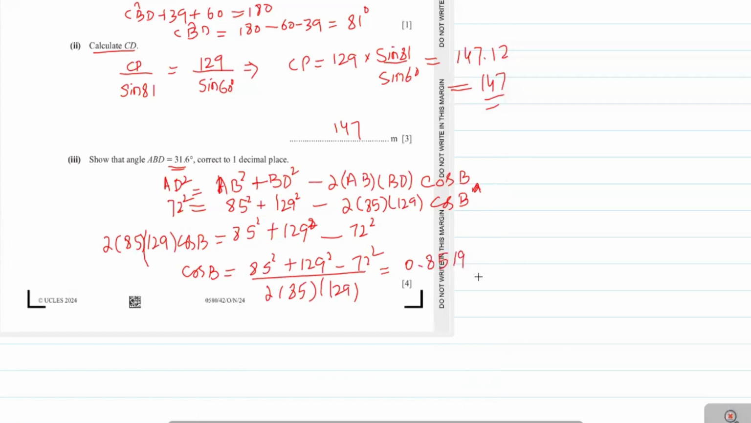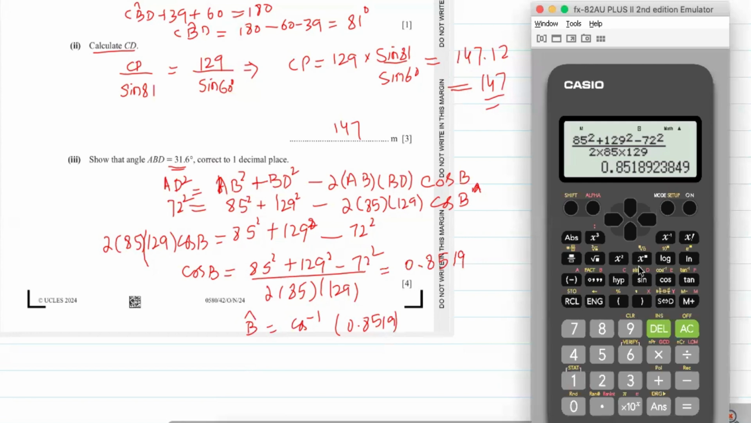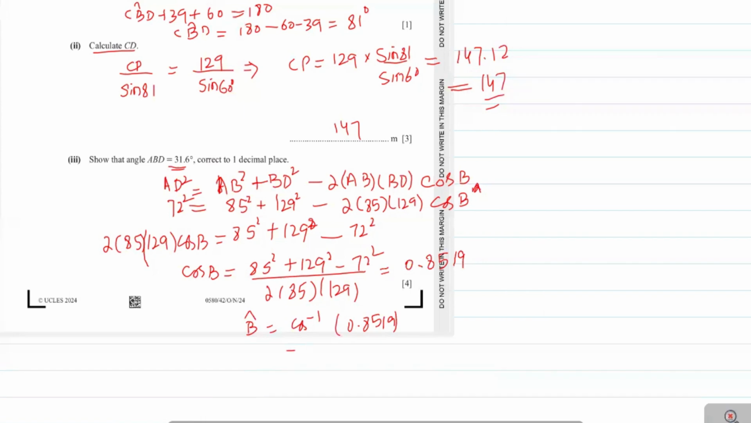And B will be equal to cos inverse 0.8519, and this will be 31.58. We write here 31.58, and this is 31.6 in 3SF, and 31.6 degrees is the answer. This is the value of angle ABD, and hence it is verified.